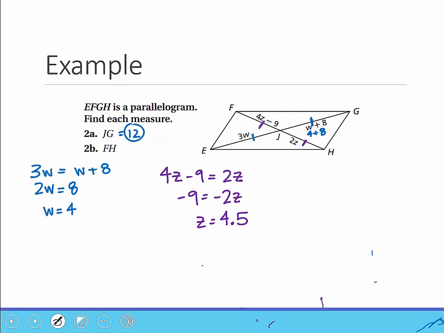So if I plug that in, 2 times 4.5, I end up with this little piece right here, JH, being 9. So that means the total distance there has to be twice 9, or 18.